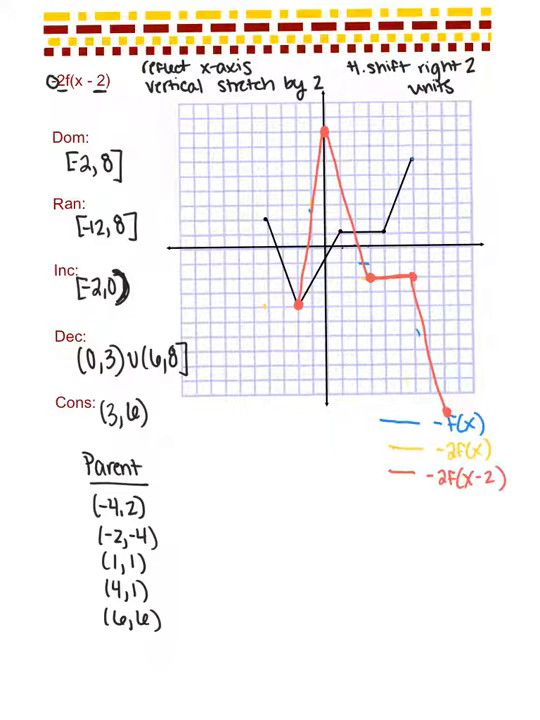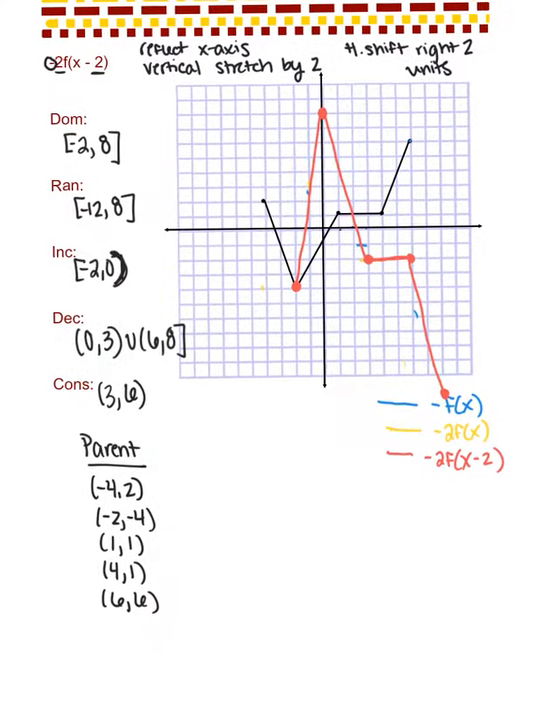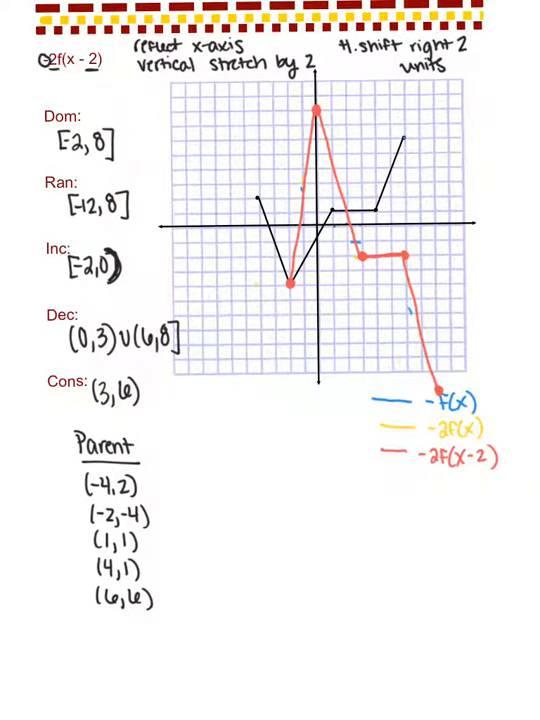All right, so now what I want to do is talk about how I would approach this problem if I were going by the point method. So first, because the negative and the 2 both affect the y values, I can do them both at the same time. So I can do the reflection, which is multiplying the y's by a negative 1, and the vertical stretch, because you multiply the y values by the 2.